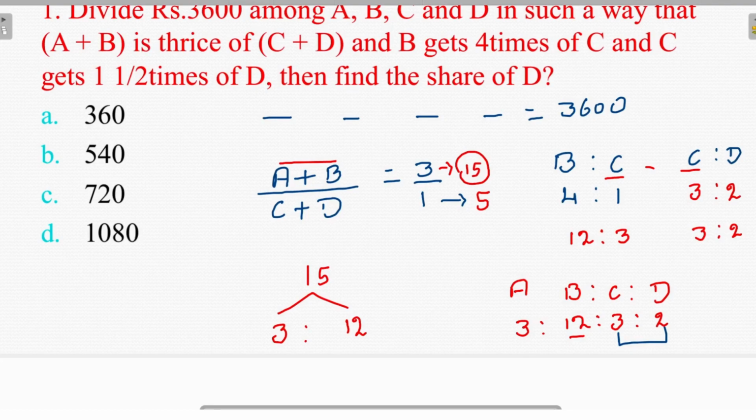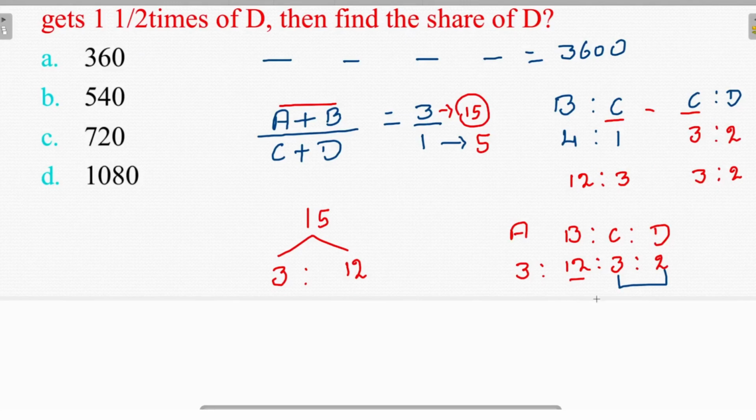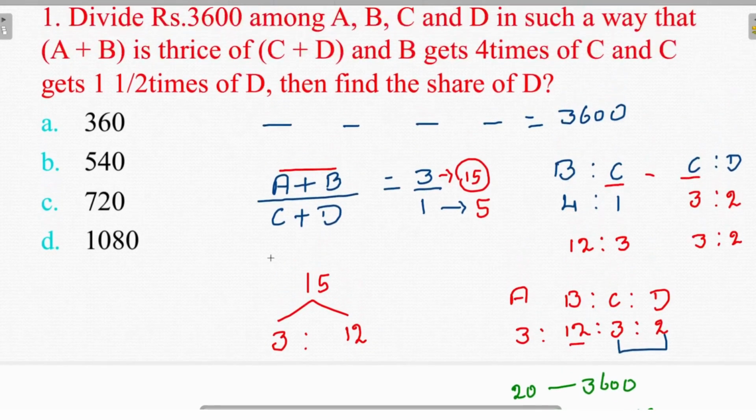Then the total ratio for all 4 members is 15 plus 5, 20 parts, which is equal to 3600. Then one part is equal to 180. I need to find 2 parts, because I need to find the D amount. Then your answer will be 360. Next question.